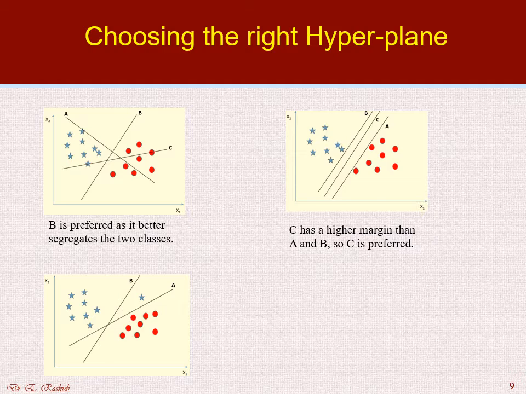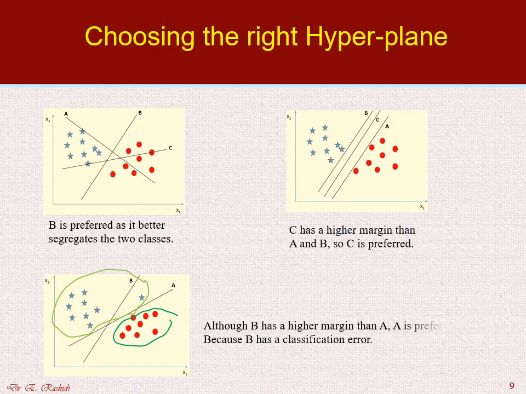A does not have a larger margin than hyperplane B does, but it doesn't have classification error because it classifies all of the stars on the same side and all the circles on the other side. So it doesn't have classification error. So we're going to go with A here.